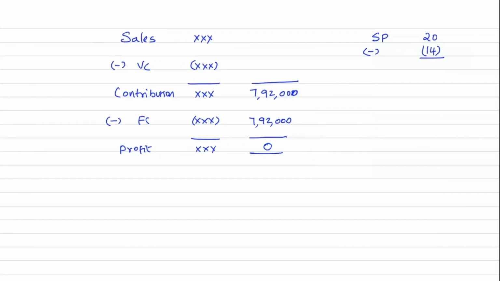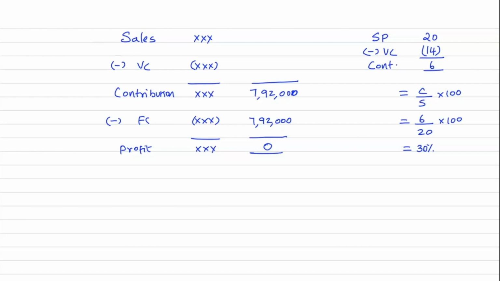So I get contribution 20 minus 14, 6. So the relationship between the contribution and sales, that is C by S into 100 we say. We also call it as PV ratio. 6 by 20 into 100, it works out to 3%. So that is the relationship. Okay, sorry, I said 3%, it's 30%. 6 by 20 into 100 is 30%.